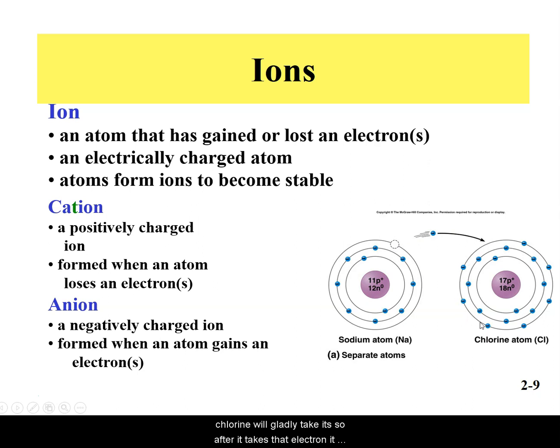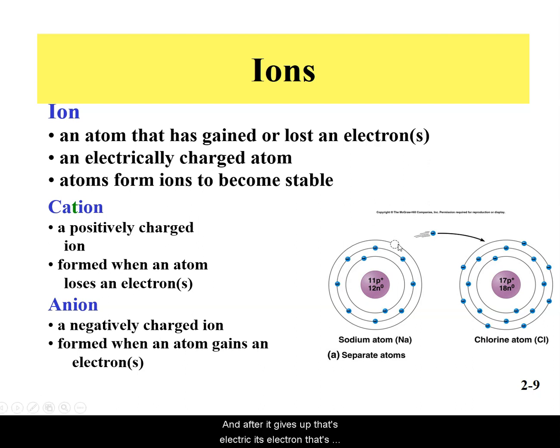So after it takes that electron, it has a full outer shell. But to have a full outer shell, now it has 18 electrons, but only 17 protons. So it has one more negative charge than positive charges. So the chlorine becomes an anion. The sodium a cation, and the chlorine an anion.